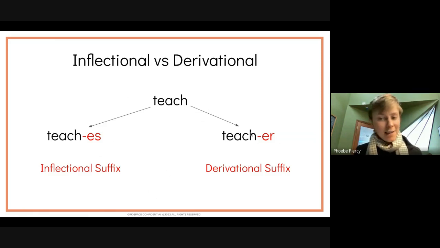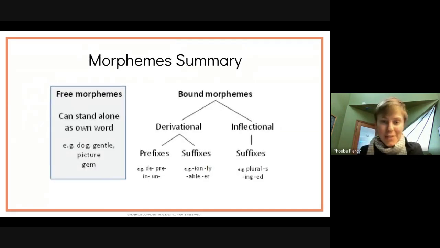Whereas if you were to add ER to teach, you get teacher. This is now a noun. This is no longer a verb. And this is what we call a derivational suffix. So two different kinds of suffixes, inflectional, derivational. And so just to summarize our definition of morphemes, we get free morphemes. These can stand alone. You get bound ones, which can't stand alone. And within this, derivational, inflectional.